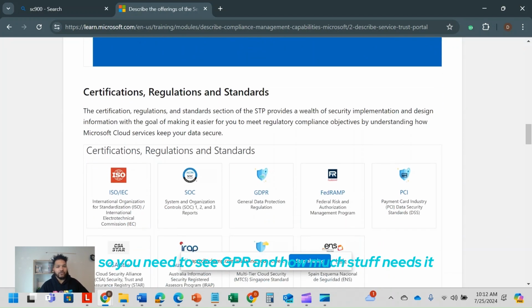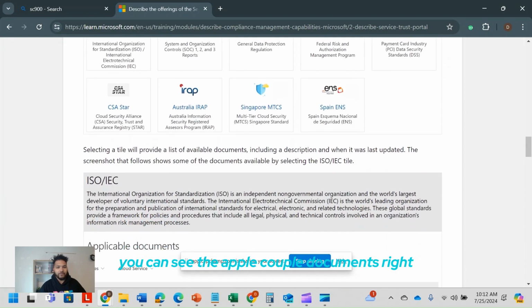So if you need to see GDPR and how Microsoft meets it, again, I mentioned FedRAMP, PCI is very big as well. You can see all those very quickly. Right? You can see the applicable documents, right?